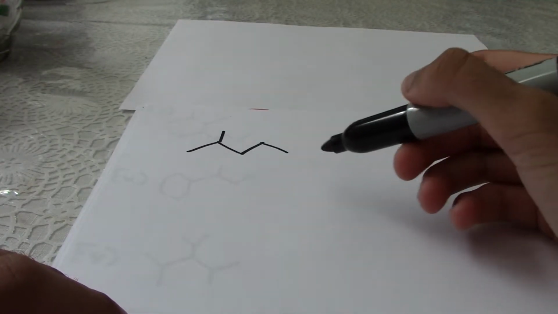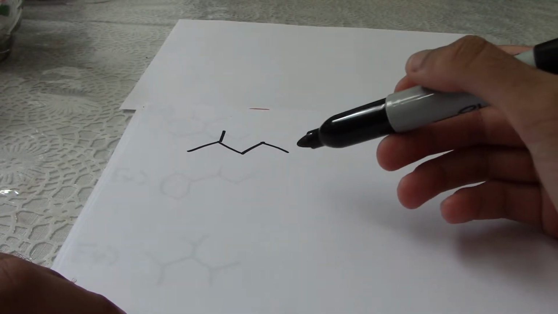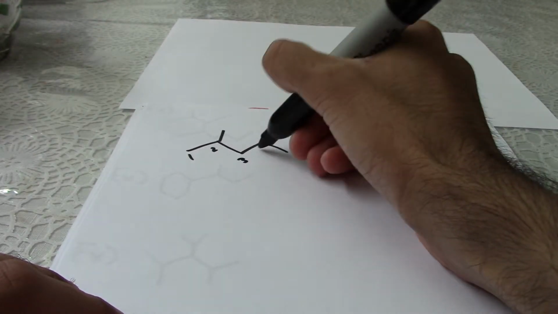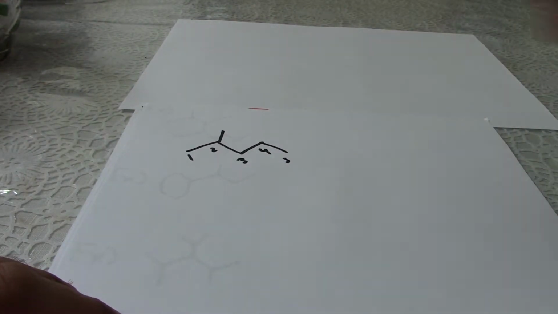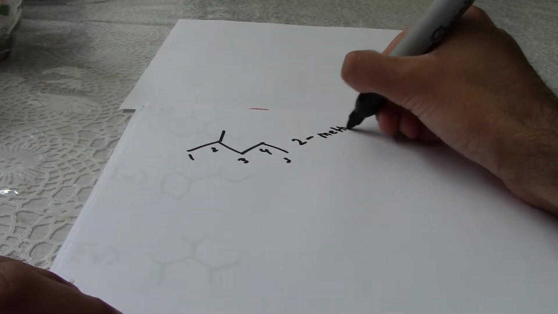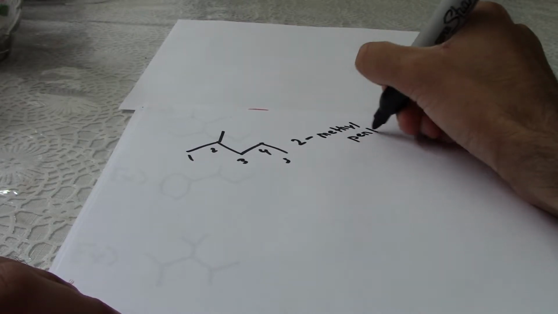First thing first is I have to name my parent chain. So 1, 2, 3, 1, 2, 3, 4, 5. That's my longest parent chain. And what I notice is there's a methyl group coming out here, on the second carbon. So that's how I know it's going to be a 2-methyl, and then the parent chain pentane.